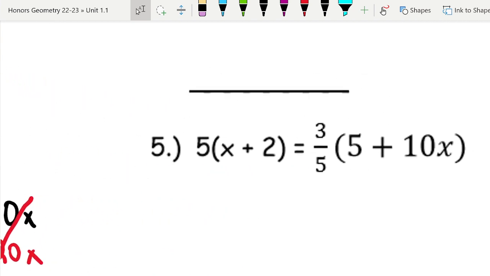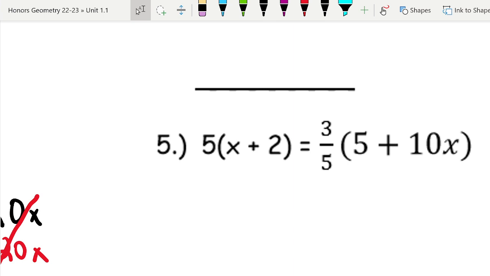Number 5. We have another fraction here. One thing we could do is get rid of the fraction by multiplying both sides by 5, since 5 is in the denominator. The other option is to notice that if we multiply this 3/5 into these two terms, because 5 goes into both 5 and 10, we're not going to have any fractions after we distribute. That's actually going to be the simplest way to do it.